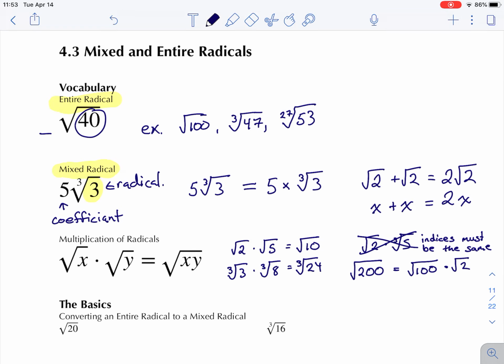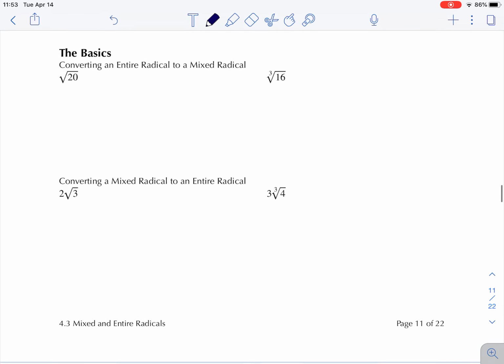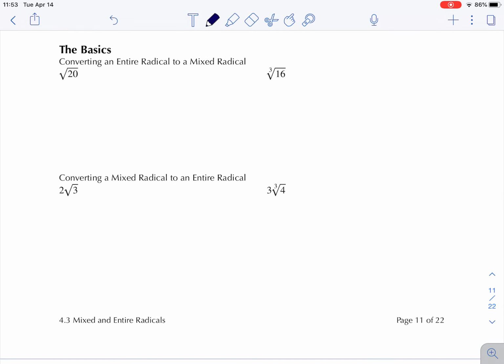Let's look at section 4.3, mixed and entire radicals, and let's take a look at the basics. Here we're going to convert an entire radical into a mixed radical. Now it's important that you have your list of perfect squares.